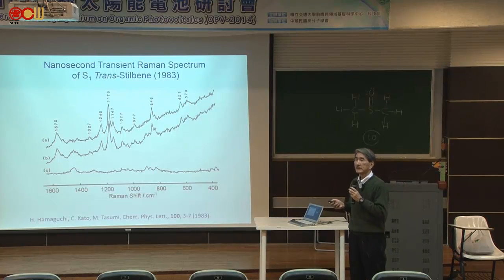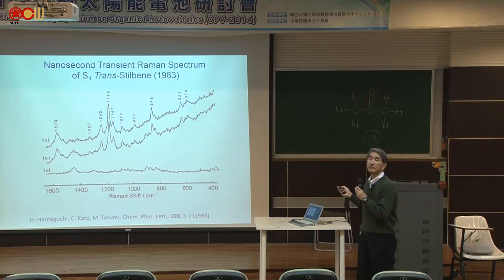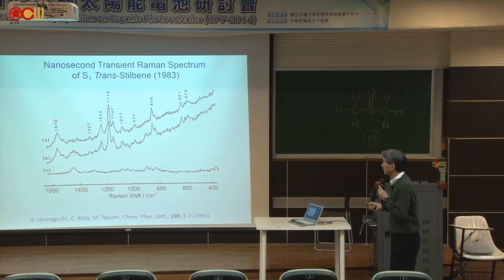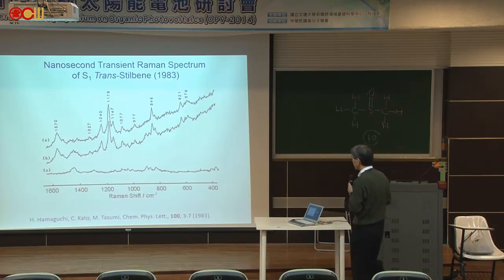1570 is the wave number of a double bond. So it's not a single bond as expected by theory. This is a new finding of this result. And then the question arises: it's a double bond, but why does it rotate? So then the story continues.